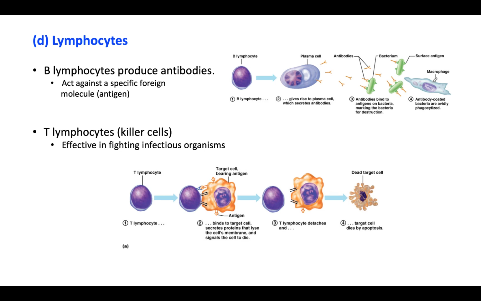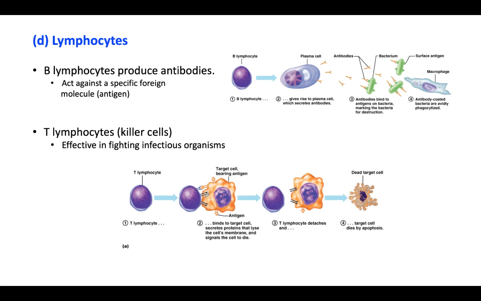Macrophages actively commit phagocytosis. Therefore, B lymphocytes help macrophages detect antibody-coated antigen. T lymphocyte is called killer cell or T cell. Why is T lymphocyte called killer cell? Because T cell directly attacks foreign cells by binding to the antigen-bearing cell.